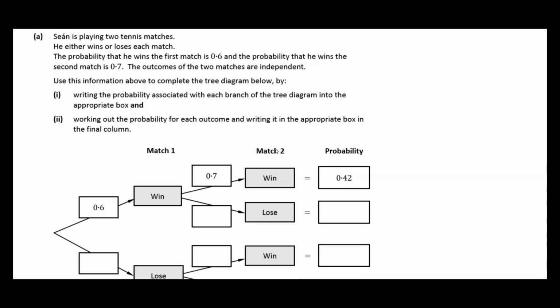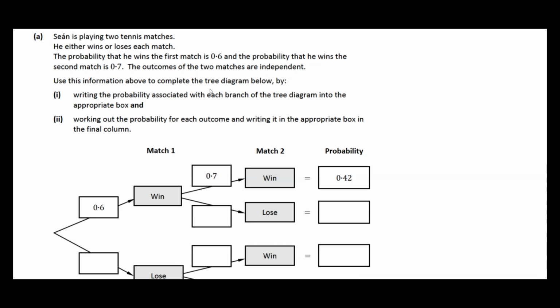That's a possibility. And now I don't know anything about tennis, but I know that in any game that's a possibility. The probability that he wins the first match is 0.6, and the probability that he wins the second match is 0.7. And we see that 0.6 probability of winning the first match and 0.7 probability of winning the second match. And those outcomes are independent.